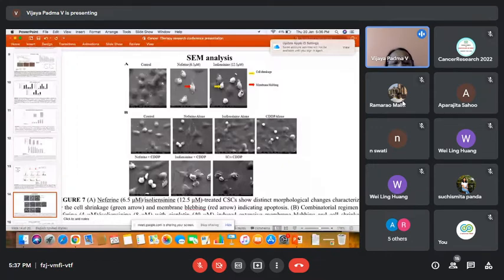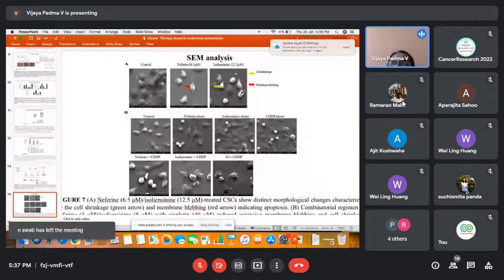Here, this picture shows the membrane blebbing and all that. This is neferine plus CDDP. This is neferine plus isoliensinine plus CDDP, that is cisplatin. This is the IC50 dose of cisplatin. So they clearly show the apoptotic features, membrane blebbing.